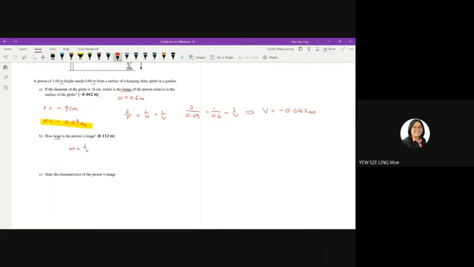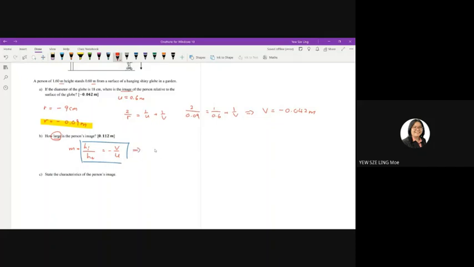M equals HI over HO, image over object, equals negative V over U. You want the size of the image, so you're going to use HI and HO in your equation. Once again, we're going to use this part of the equation because we don't have the magnification, but we do have the image distance and object distance. Therefore, we're going to use this part. So plug in the value.